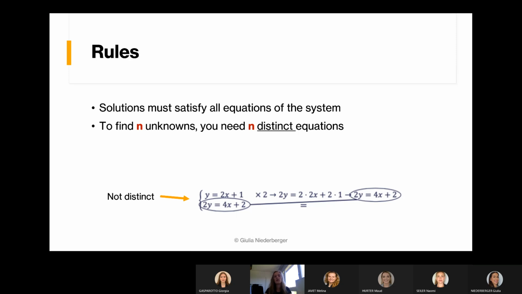And those equations need to be distinct. So as you can see down here as an example, that is not distinct. So as soon as you can simplify it, and they look the same in the end, then they're not distinct equations. It's just the same thing written in a different way.